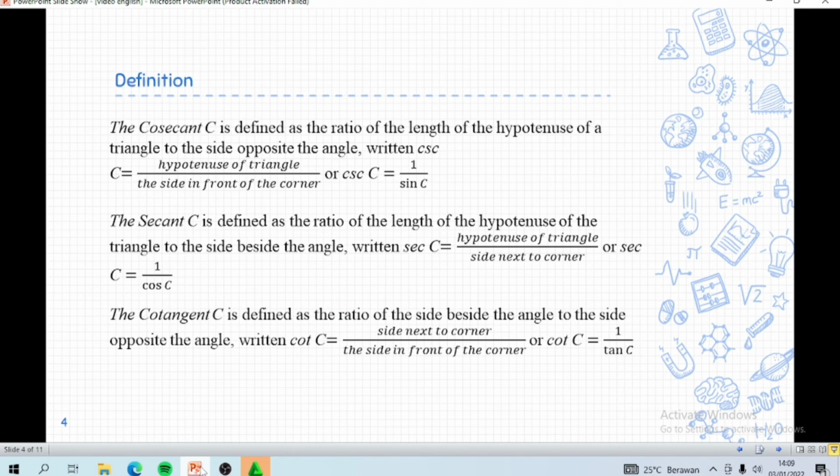The cotangent C is defined as the ratio of the side beside the angle to the side opposite the angle. Written, cot C equals side next to corner divided by the side in front of the corner, or cot C equals 1 divided by tan C.